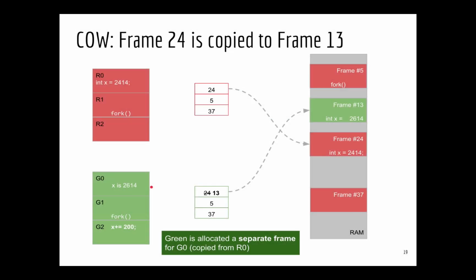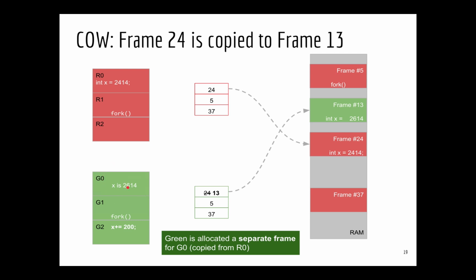The illustration here assumes that green attempts to modify its page 0 by adding 200 to the data. But of course, this action will trigger a memory access violation interrupt because frame 24, which was associated with G0, is currently protected for read only. When the access violation interrupt is triggered, the operating system will handle it by the following actions.